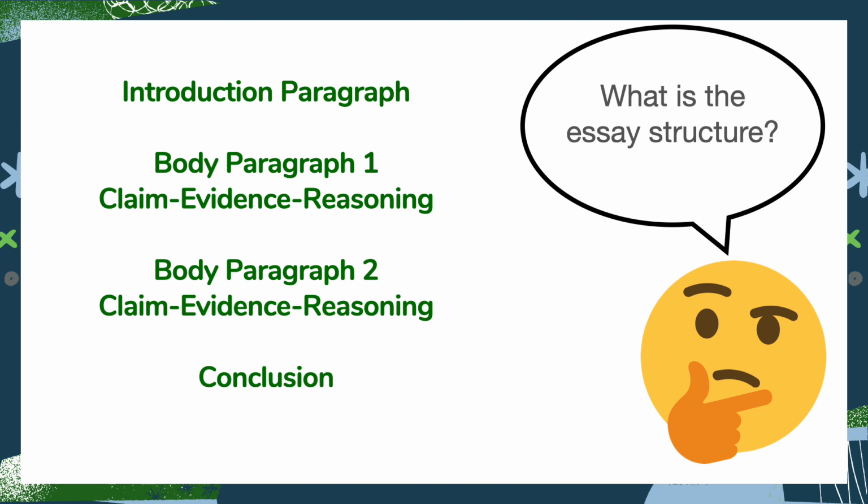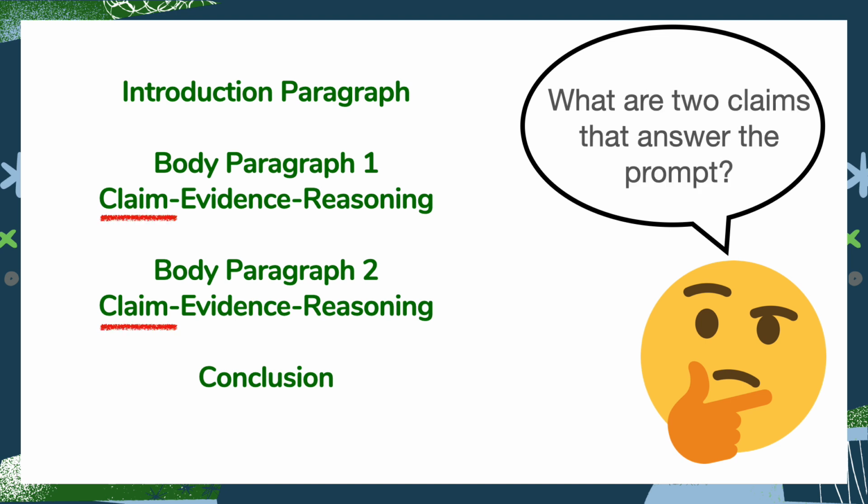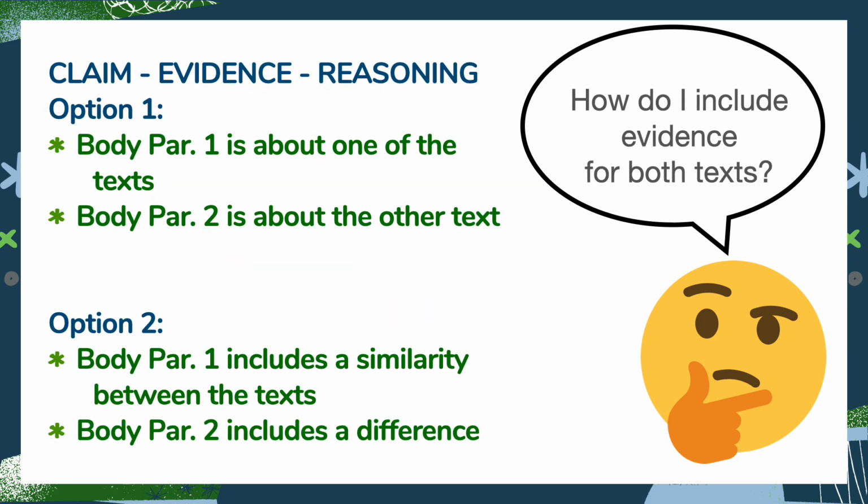You will have 4 paragraphs, an introduction paragraph, body paragraph 1, body paragraph 2, and a conclusion. Since we need 2 body paragraphs, we need to identify 2 claims that you can make in response to the prompt. Your essay needs to include evidence from both texts, and there are a couple of ways you can do this. In option 1, you can write about one of the texts in body paragraph 1 and write about the other text in body paragraph 2.